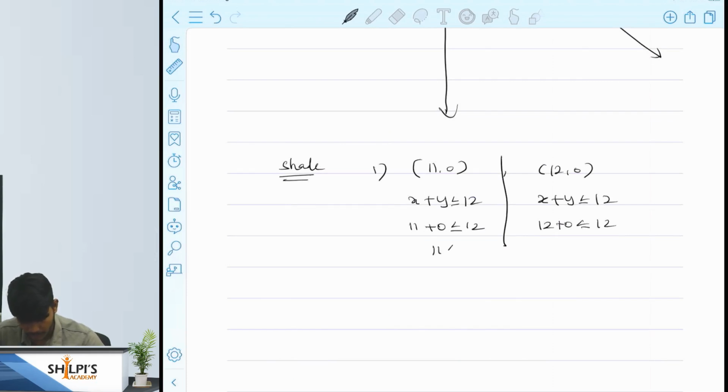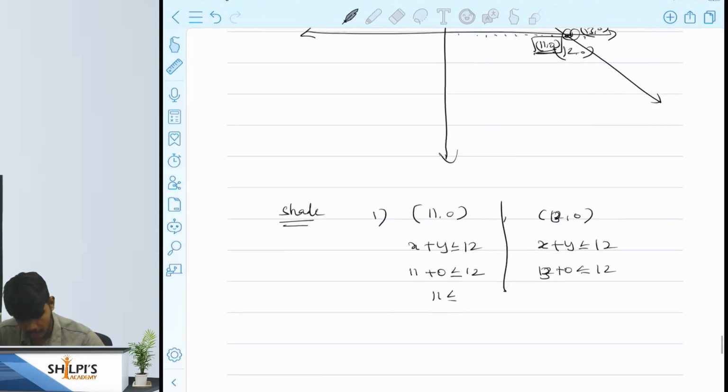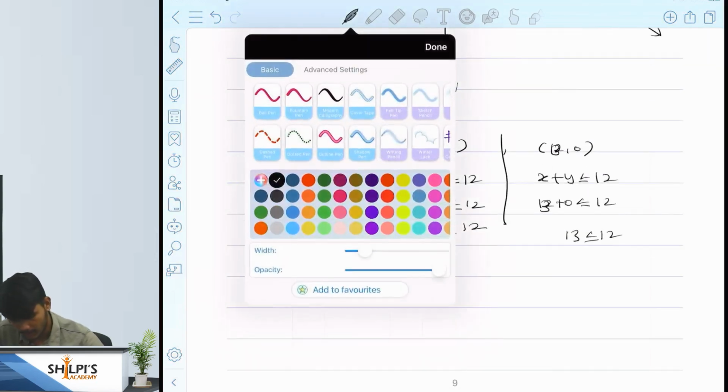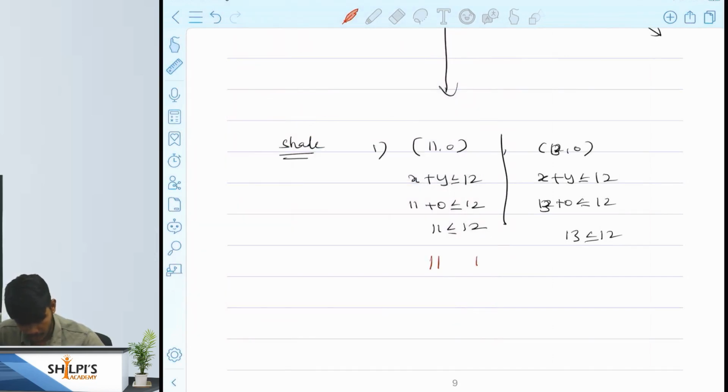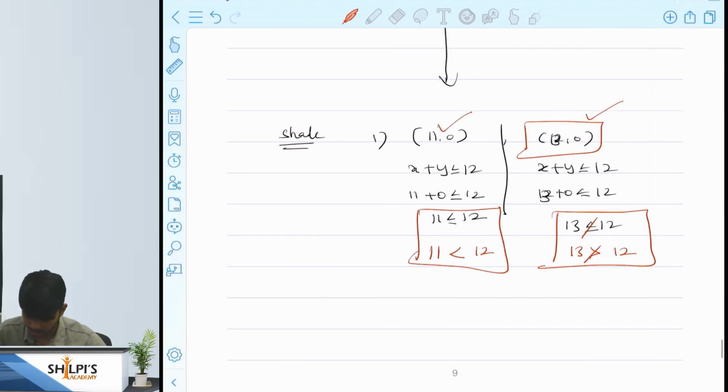and 13 less than or equal to 12. We know that 12 is greater than 11, and also 13 is greater than 12. Here it is giving a contradiction, so this point is not satisfying my linear inequality. Here it looks the same, so this point is satisfying my linear inequality.